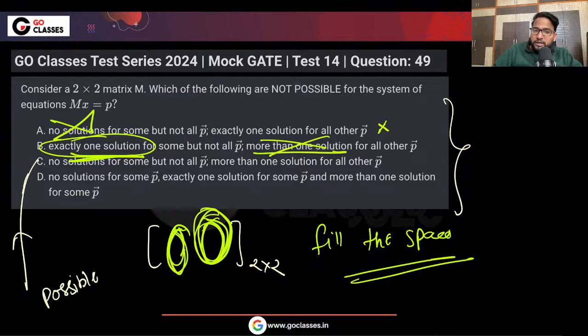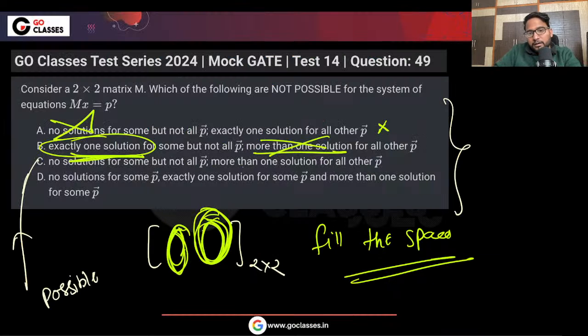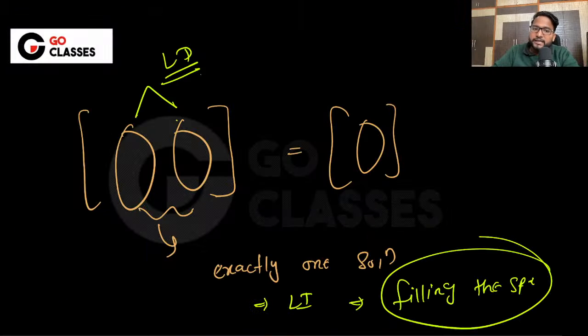No solution for some p, more than one solution for other p. So is this possible? They are saying no solution for some p, which means if there is no solution for some p, then not filling the space, which means linearly dependent, right? Linearly dependent, and more than one solution. Yeah, that's possible, right? It means linearly dependent, no solution for some p, and then you can have more than one solution for other p. That's possible, right? No solution for some p means they're linearly dependent.